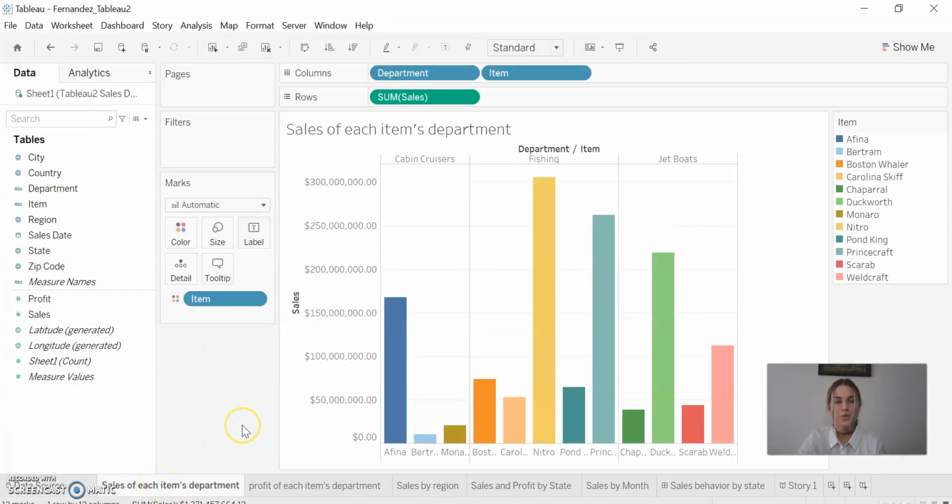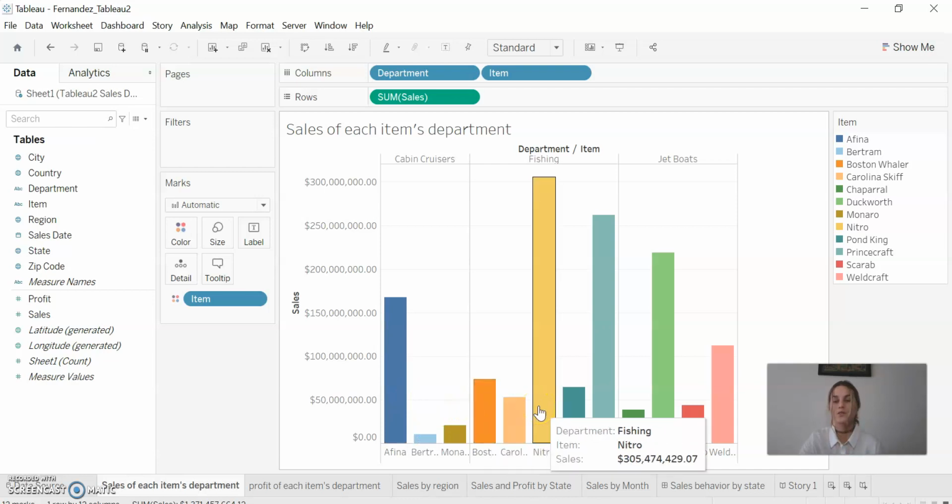For this first worksheet, I used a simple bar chart that includes the sales, the different departments, cabin cruisers, fishing, jet boats, and over here in the bottom, the different items. And this is pretty cool. If you click on or just put the cursor over the bars, you can see the name of the item, the sales, and the different departments.